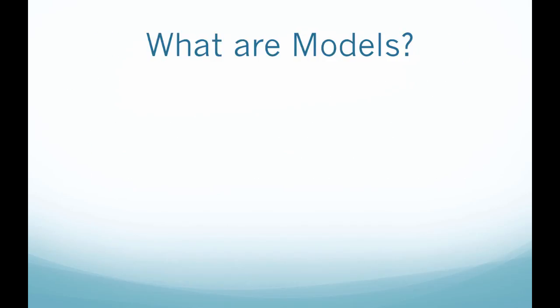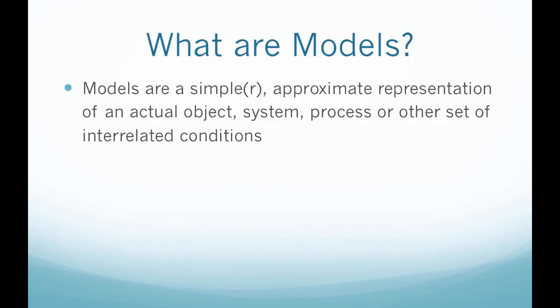So what are models? We've used that word frequently, so let's define them a little more clearly. Models are a simpler approximate representation of an actual object, system, or process, or other set of interrelated conditions. Basically, they are a relationship between two or more variables. Models provide us with a tool for describing in a structured and often simpler manner something that is very complex and sometimes impossible to define exactly.